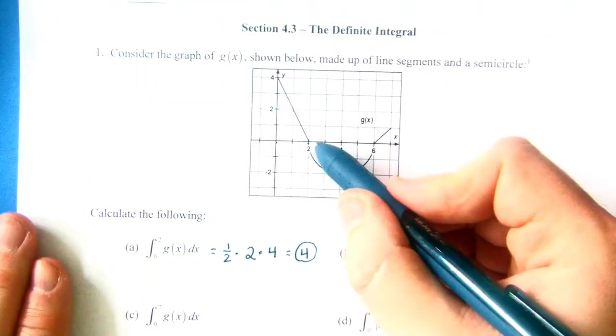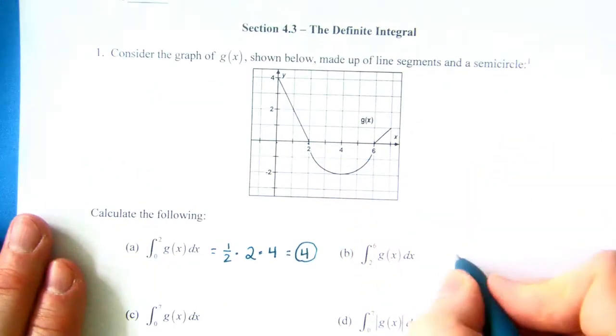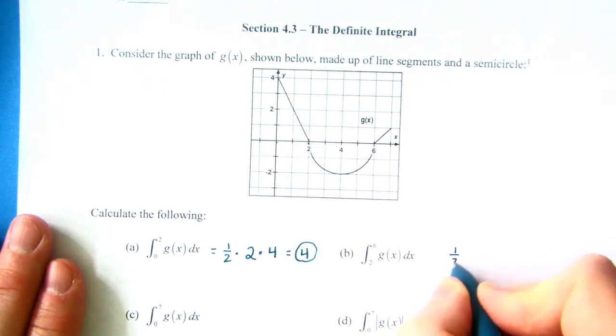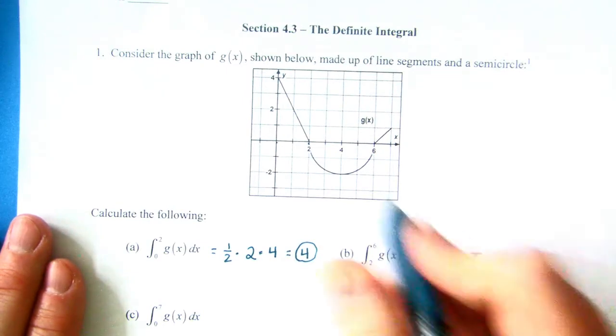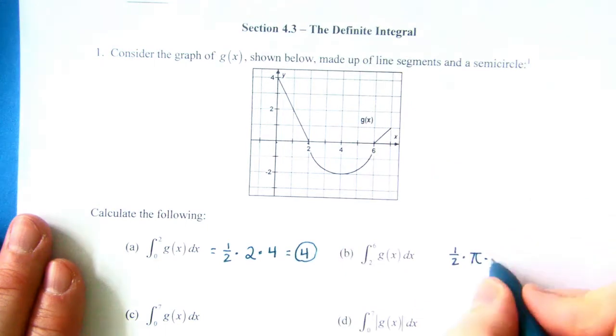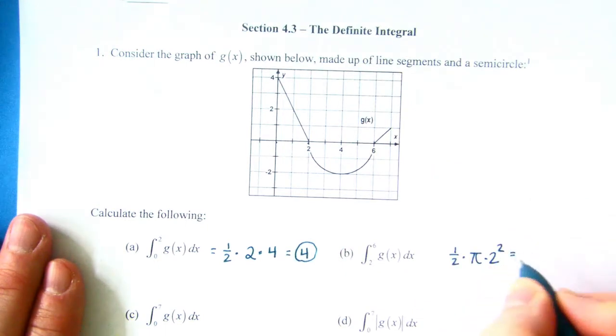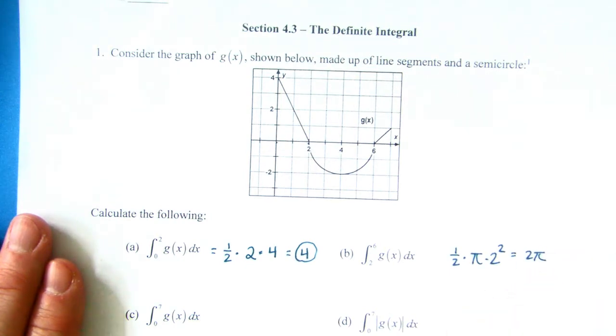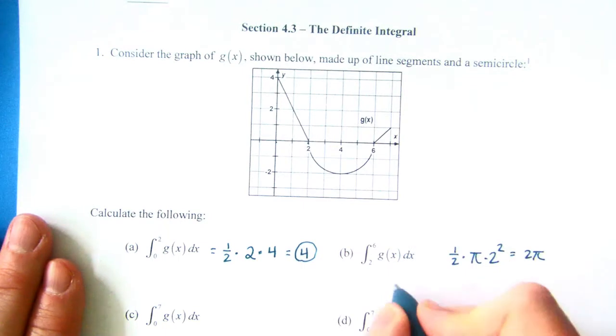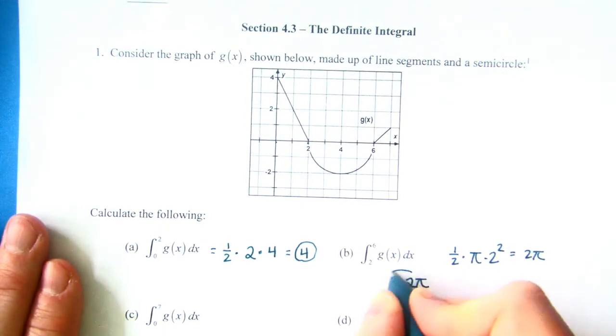I see a semicircle over here. So it's going to be 1/2 times pi times my radius of the semicircle is 2. So 1/2 times pi times 2 squared, that's 1/2 of 4 pi, that's 2 pi. I hope, though, that you noticed that this is below the x-axis. So my definite integral isn't going to be 2 pi, it's going to be negative 2 pi.